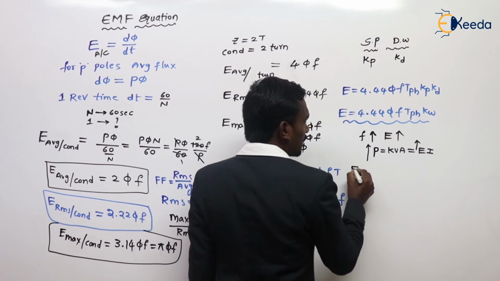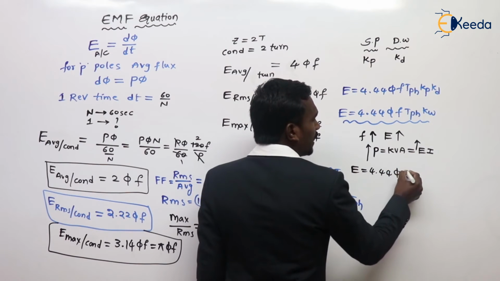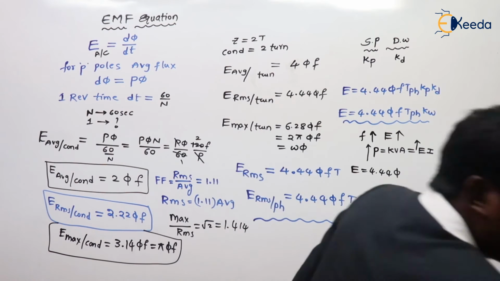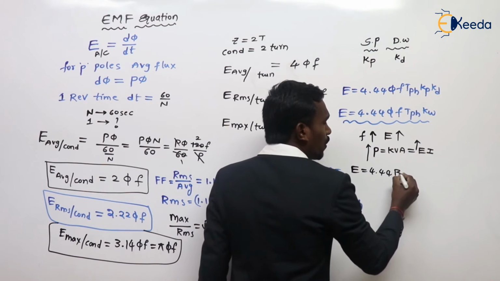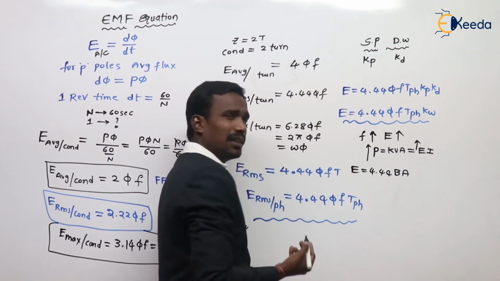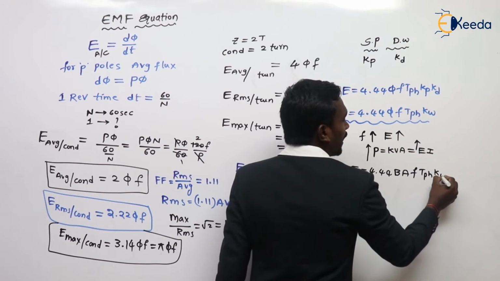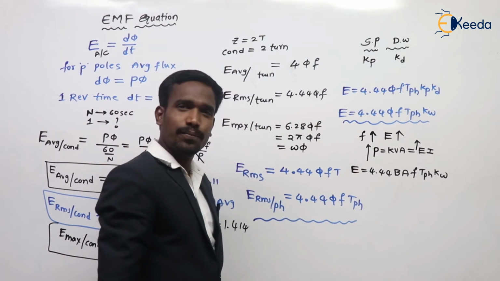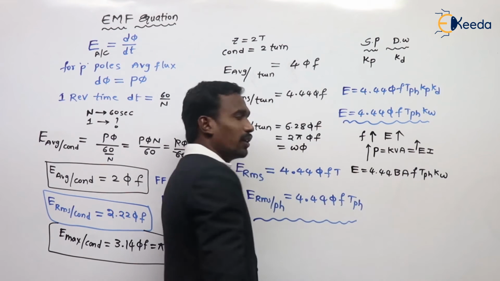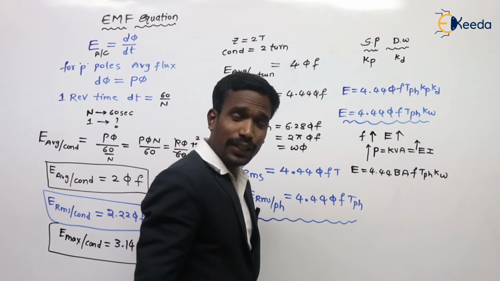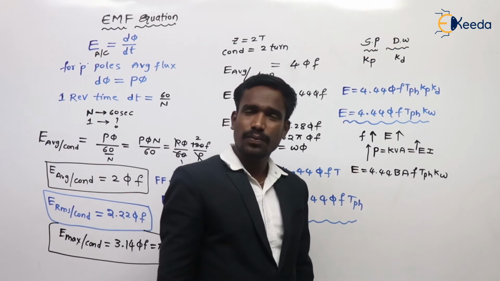This EMF equation can be written as 4.44 phi, where phi is nothing but flux, but we know flux is equal to flux density into area, and frequency, turns, Kp, Kd. Here area is also involved. Are you okay? Getting or not? Like this they will ask you questions.